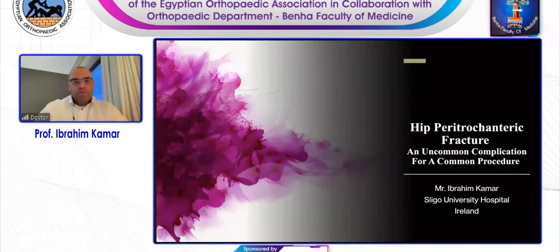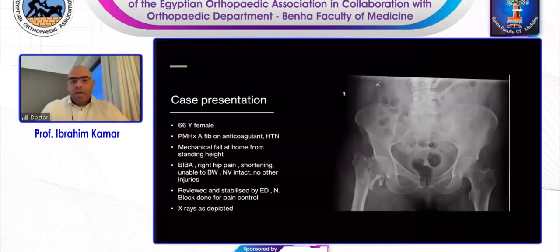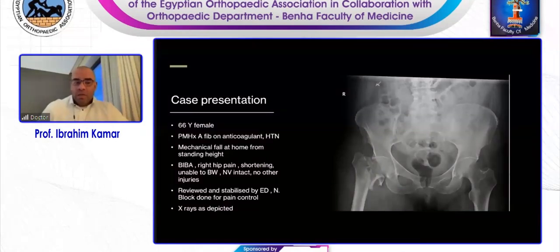So today, our case is a 66-year-old female. She has a past medical history of AFib, atrial fibrillation, on anticoagulation, and she also has hypertension. She had a mechanical fall at home from standing height, brought in by ambulance to our ED with right hip pain, shortening, unable to weight bear. Neurovascular status was intact on examination, no other injuries.